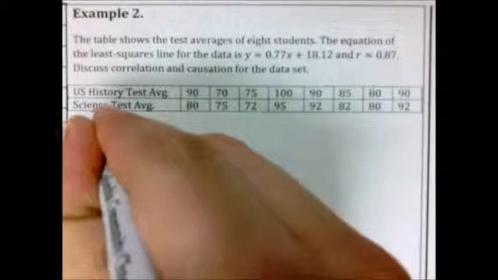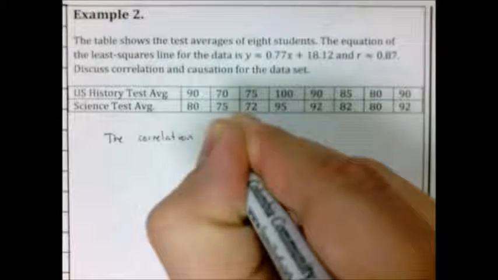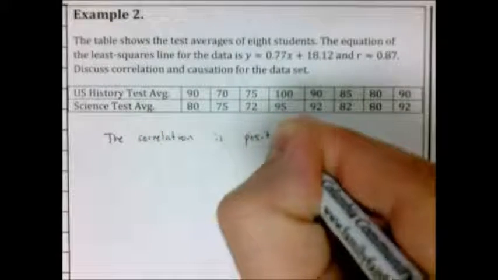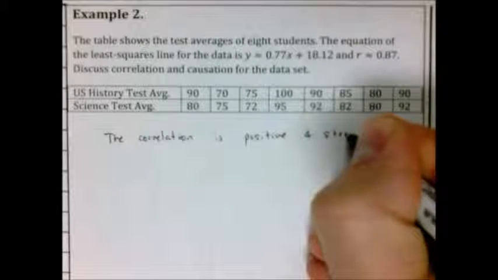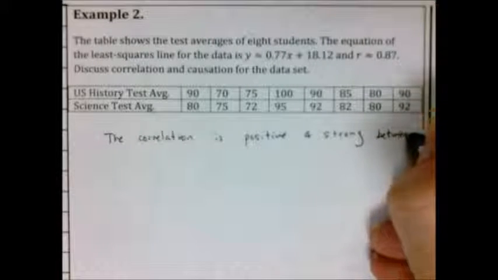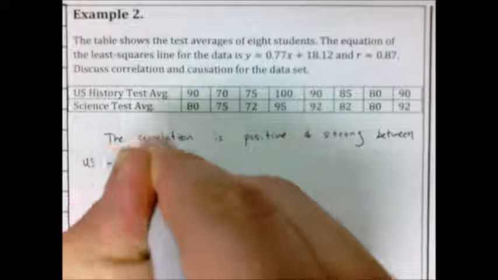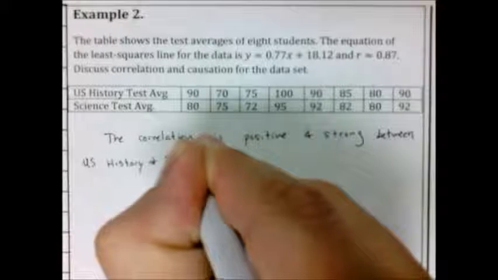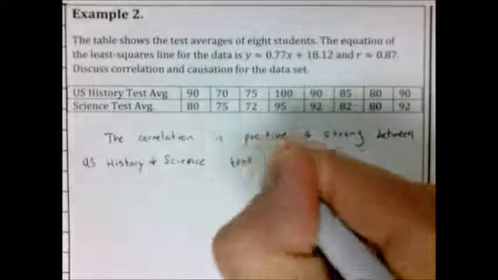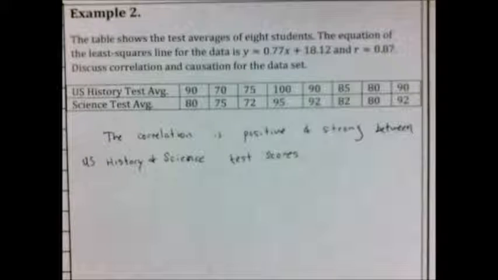So first, let's discuss the correlation, and we can see that the correlation is positive and strong between U.S. history and science test scores. Okay, that describes the correlation. We have a strong correlation between the test scores of U.S. history students and science students.